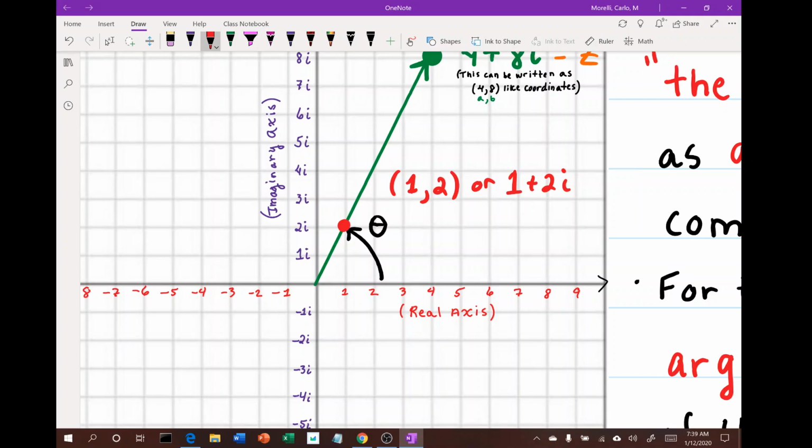So that I definitely want to erase. Not all of that, just the red stuff.